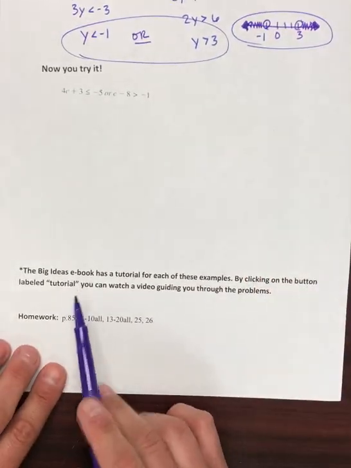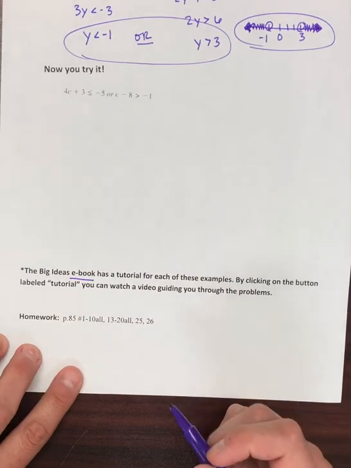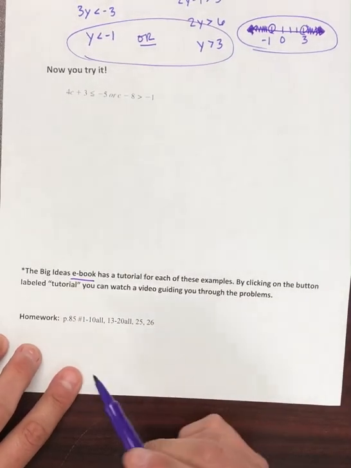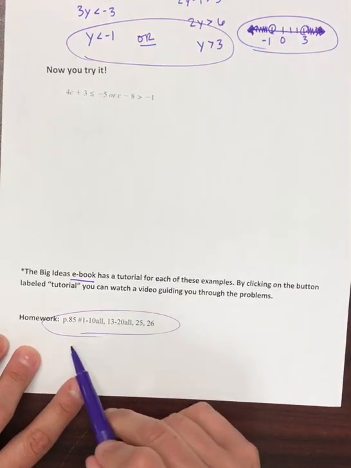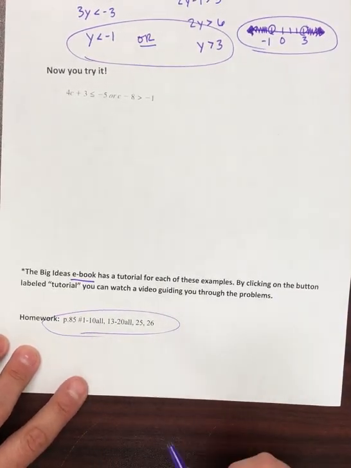If you sign into Big Ideas, the ebook has tutorials next to several of the examples. It'll say tutorial, and you can click on it. Your homework is written on your syllabus. You can just use one of the grid papers, but it is on page 85, and it tells you here what numbers you'll be doing.